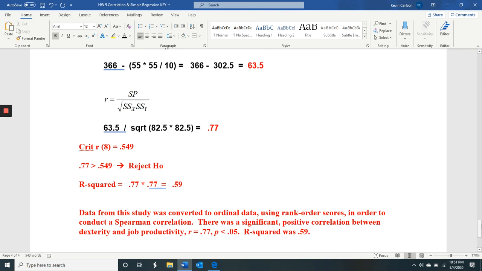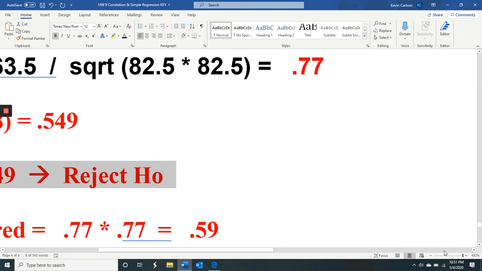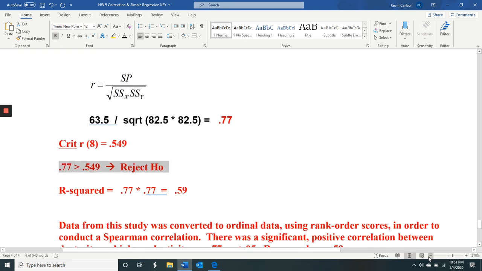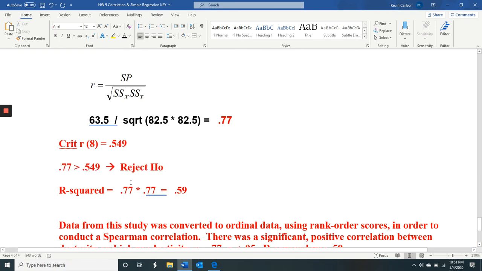So our critical value is the same as we had above because we had 10 people. So we have 2 variables. We have to take 2 away. So 10 minus 2 is 8. So our critical value is 0.549. So our calculated correlation is greater than our table number. So we reject the H0. Last thing is to take the R squared. So taking 0.77 times 0.77, 0.59. So it's the same, I think, as what we had before.